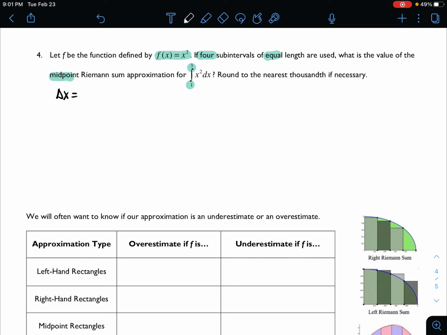So we want to find our delta x first. So we do b minus a, 3 minus 1, divided by 4, because we want to use 4 subintervals. So we've got 2 over 4, which is 1/2. That will be the width of our interval. And so I'm going to sketch this out to kind of think about it. I know I'm going from 1 to 3. I want to split it up into 4 subintervals. So I'm going to split it up from 1 to 1.5, 1.5 to 2, 2 to 2.5, and 2.5 to 3.